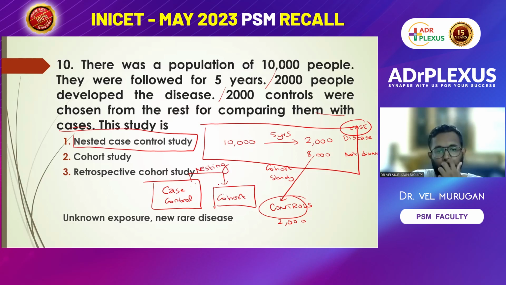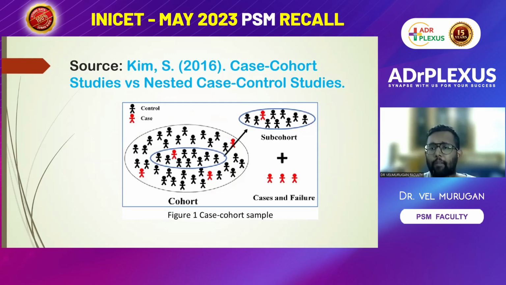In a nested case control study, there will be an unknown exposure and a new rare disease. They want to find what unknown exposure is causing this new rare disease. So a nested case control study is usually done for a new rare disease with an unknown exposure. The diagram of a nested case control study is taken from this article. Normally we have a cohort study. In this cohort study, we take all the cases. Then for these cases, we take a sub-cohort, some controls, and compare. This is called a nested case control study.